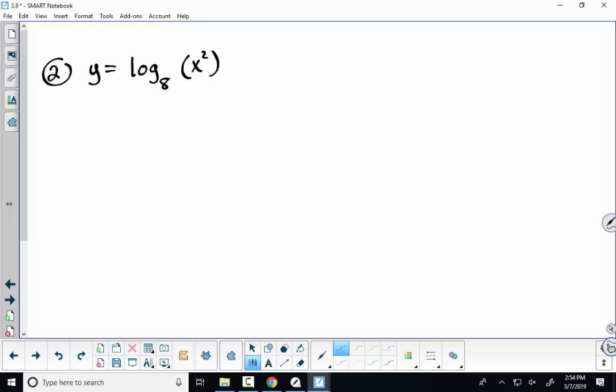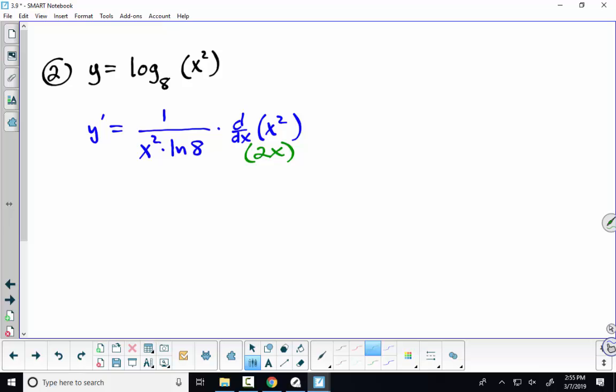Or we can take the derivative of this thing as it appears to us. So I can say, well, the derivative of my logarithm, base 8, is 1 over the argument times the natural log of the base times the derivative of the argument. So I've got my 2x here. This is 2x divided by x squared over ln of 8. One of those x's on top goes away.